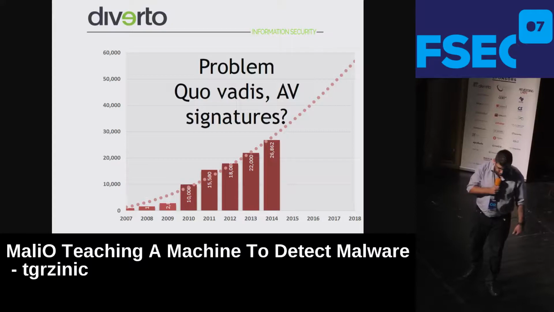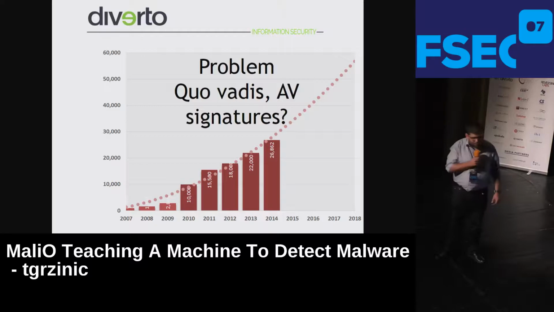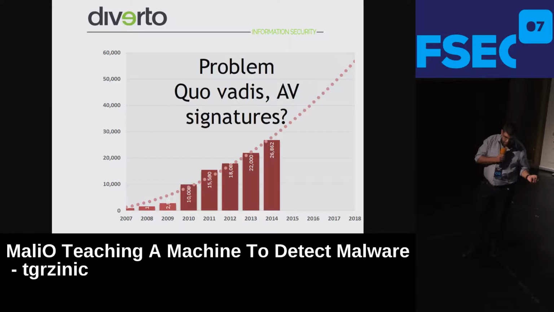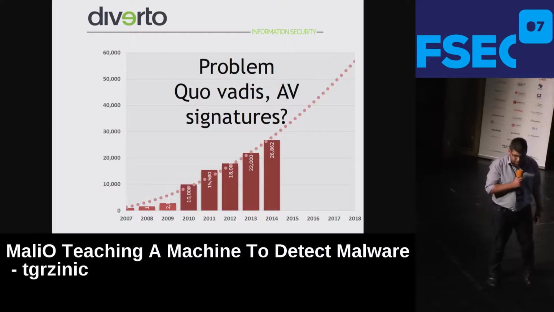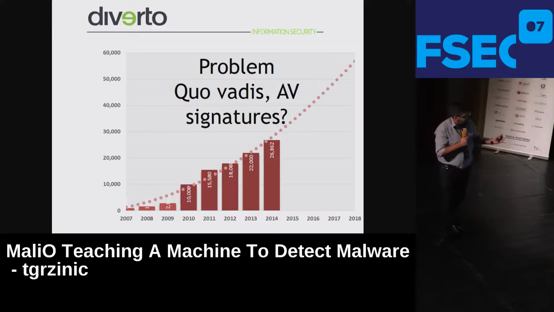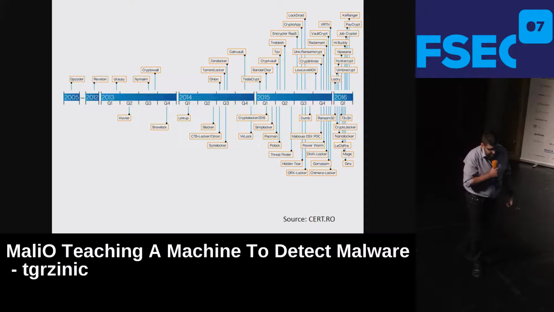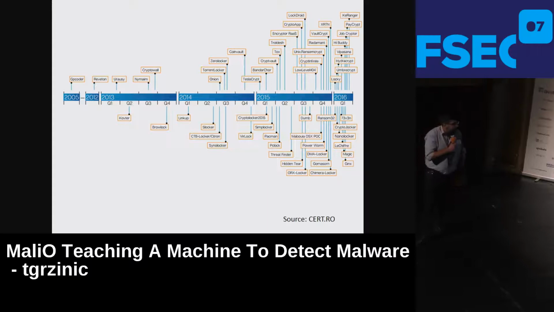So what problem am I trying to solve here? The problem with antivirus is the number of signatures. The antivirus companies cannot stand the competition with the malware authors because they're so creative. It's basically a catch-up game. Every year, the number of signatures goes up exponentially. This is a picture from the Romanian CERT about the evolution of ransomware. So you can see it's so many samples, new things and stuff.